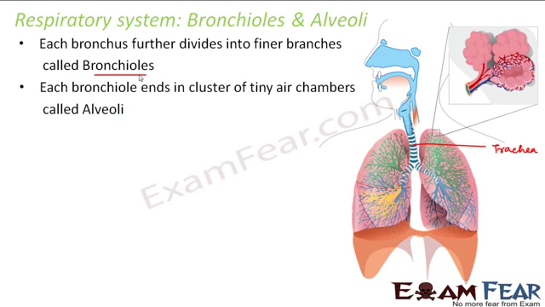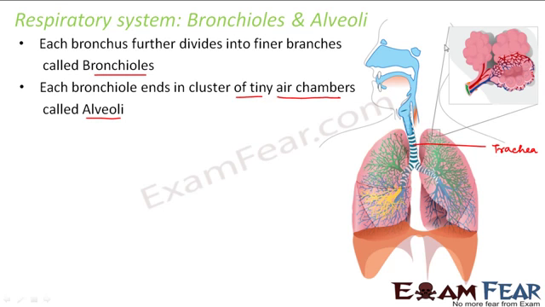Each bronchiole ends in a tiny cluster of air chambers called alveoli. That means first there was a thick tube called the trachea. Then the trachea, while entering into the lungs, divides into bronchi. Each bronchus further divides into bronchioles, and each bronchiole then ends up in alveoli. So what are alveoli? They are a cluster of tiny air chambers. Air chamber means they look like balloons. So alveoli are balloon-like structures which are filled with air.